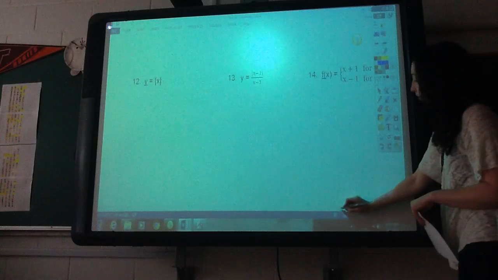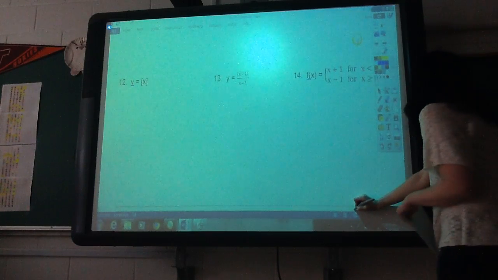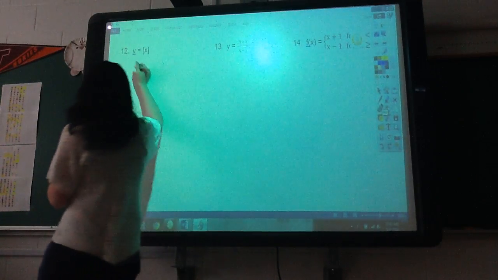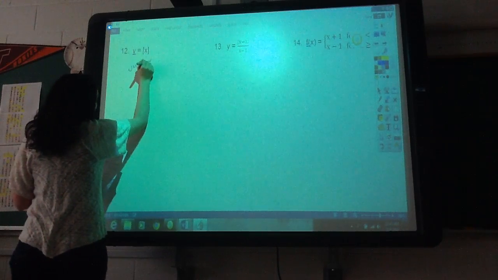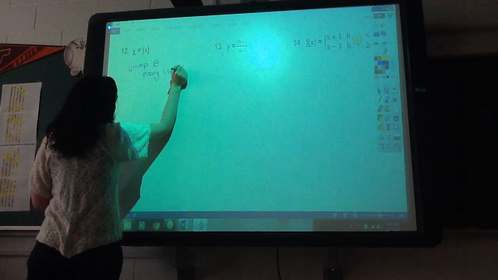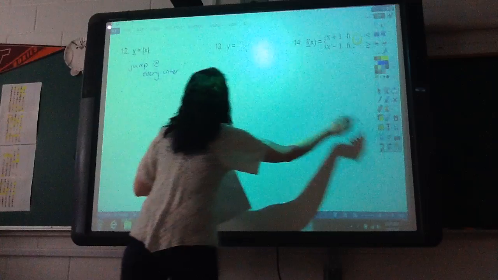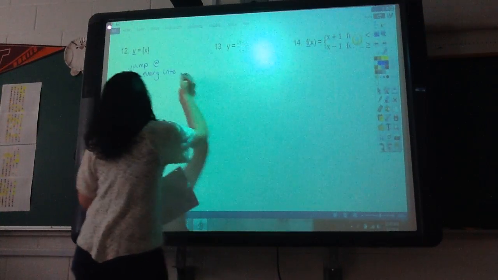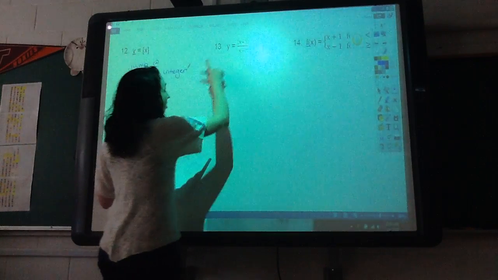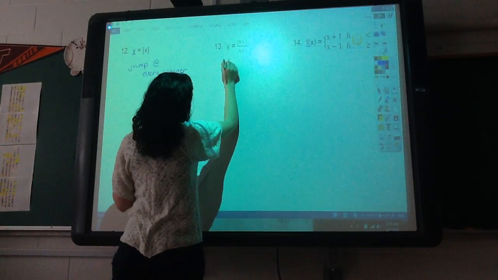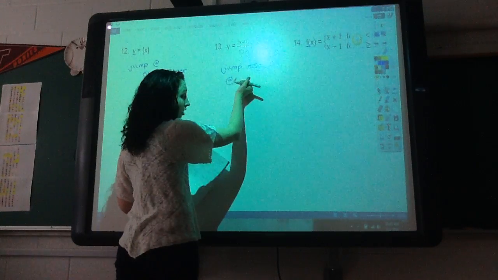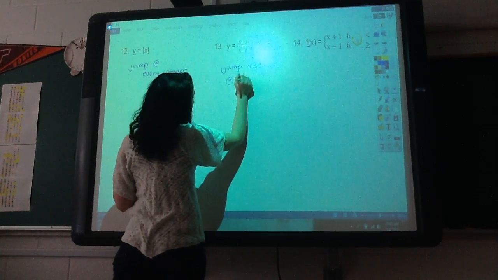For number 12, that's the greatest integer function, so this is going to have a jump discontinuity at every integer because it jumps from one to the next every single time. Let's spell integer here today. So it has a jump discontinuity at every integer. This one, it's that special absolute value, so it's going to have a jump discontinuity at, you can graph it and see it, or it's going to be this value, x equals 1.